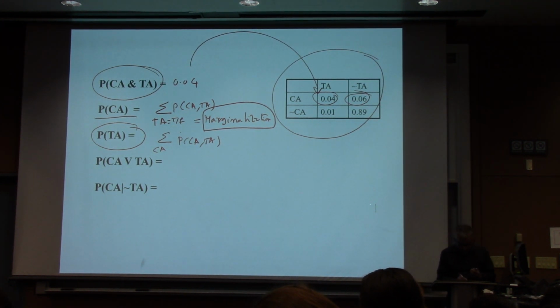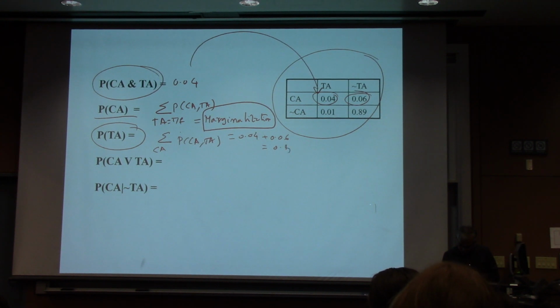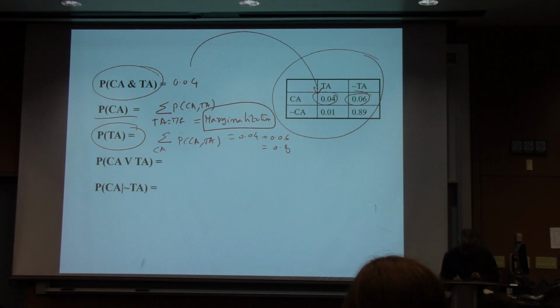So anyway, in this particular case, this would be 0.04 plus 0.06. Right? And then this will be 0.04 plus... no. What's the problem? CA. No, I'm talking about this. Probability of C. Okay? And then this one, probability of TA is 0.04 plus 0.01. This 0.05.